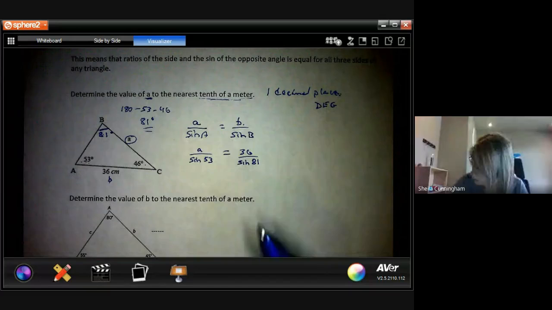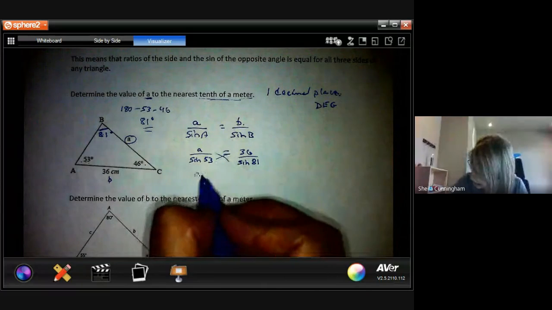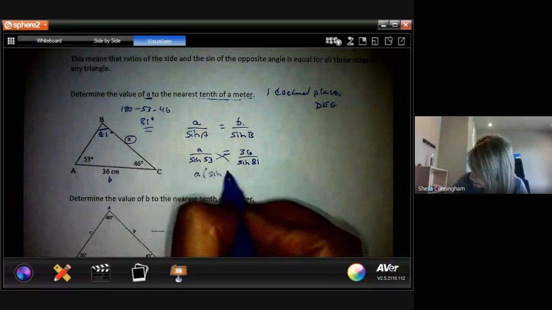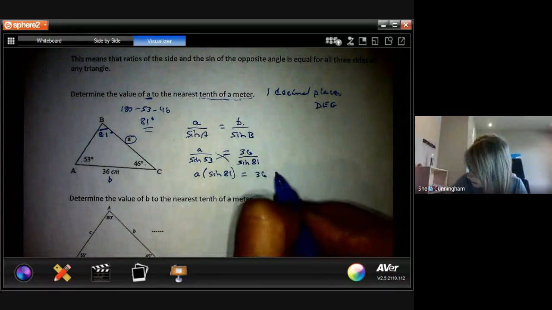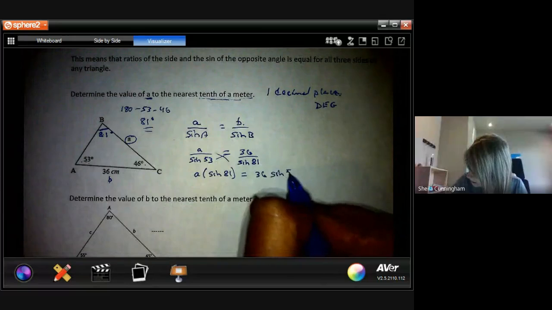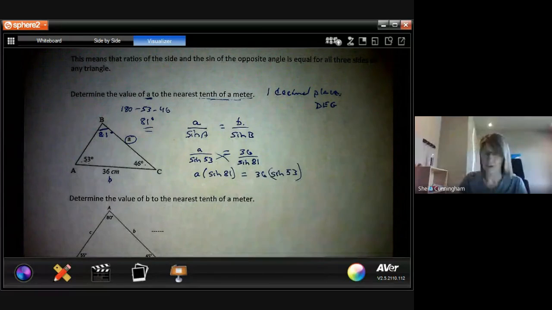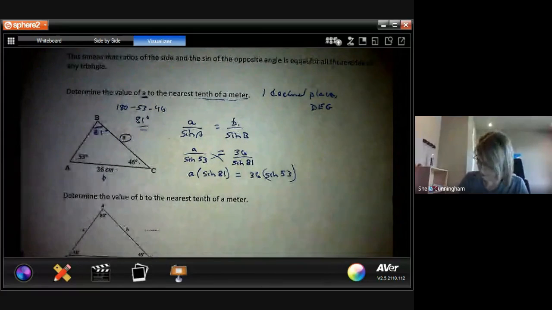So now essentially what we're doing is setting ourselves up so we can cross multiply, where we're taking a times the sine of 81 equal to 36 times the sine of 53. So you can take your calculator and figure out sine of 81.